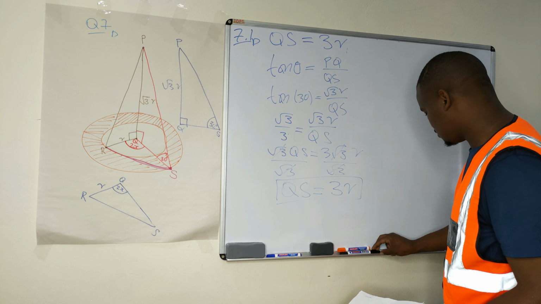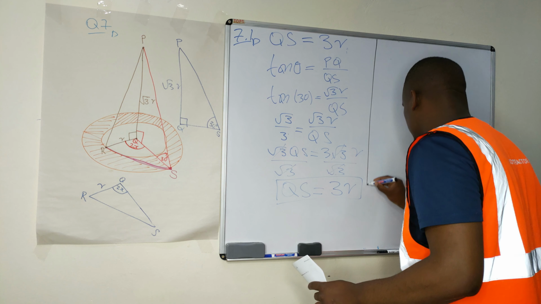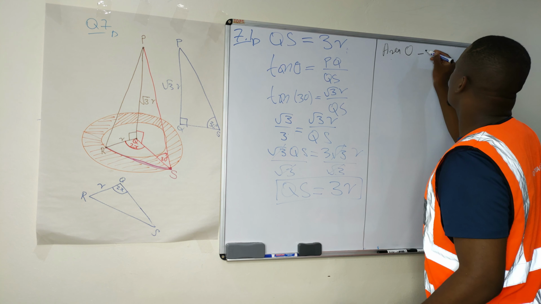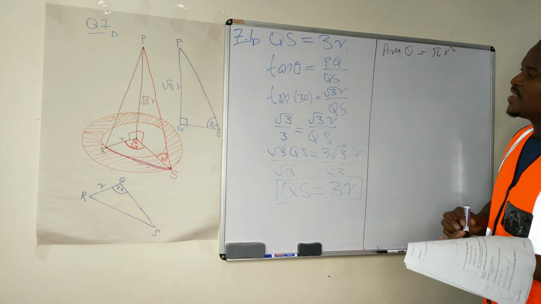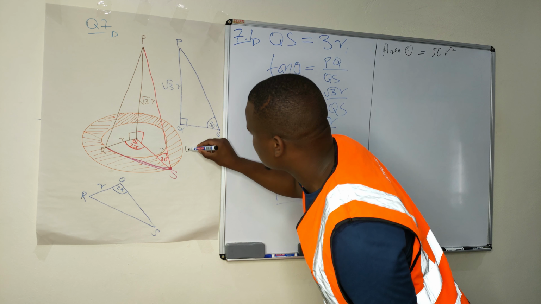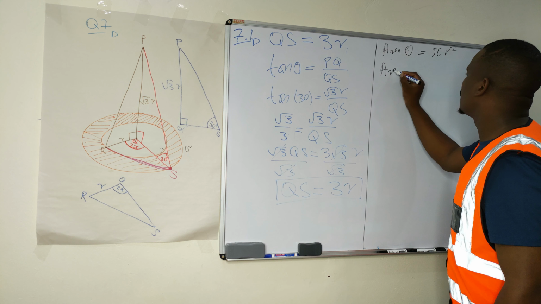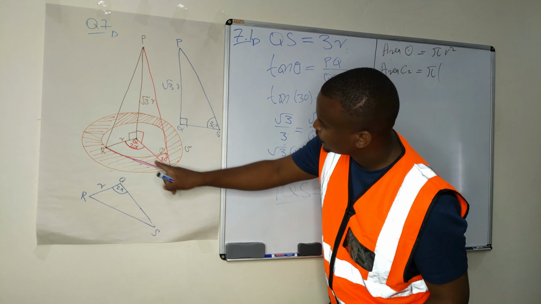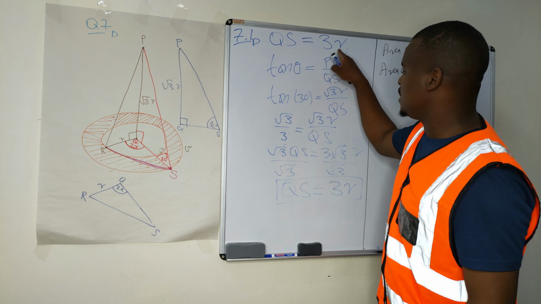I can do this on the side here. The area of a circle is equal to pi r squared. This is the area of a circle. Now, the area of the big circle: this is circle 1 and this is circle 2. The small one is circle 1, the big one is circle 2. So the area of circle 2 is pi times r2 squared, and the r2 is this one here, QS, which is 3R. We were given this and we just proved it.